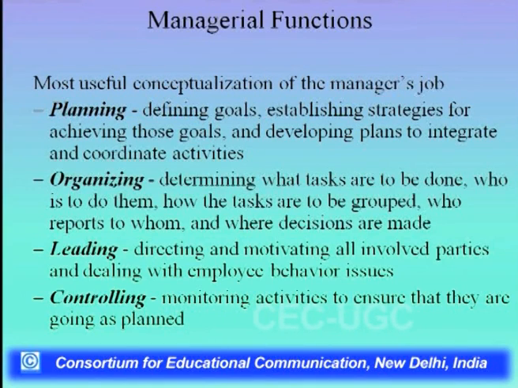So if you look at it, it says leading talks about directing and motivating all involved parties and dealing with employee behavior issues. That is an extremely important organizational behavior topic, where we look at why people behave in a certain manner. There would be some people who will be extremely motivated and doing their job very well. On the other hand, there could be some other people who may not be motivated at all and may be making mistakes or may not want to do the work in the right manner. So a manager's job is to identify those behavior issues, good and bad, and encourage the good, find out reasons why the bad behavior is happening, and ensure that bad behavior is modified, people are motivated, people are guided, people are trained and put skilled into the job that they are doing.